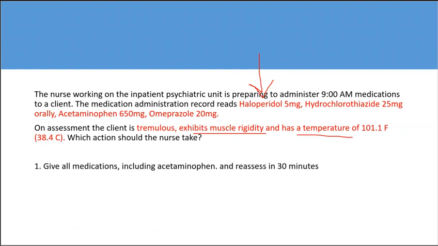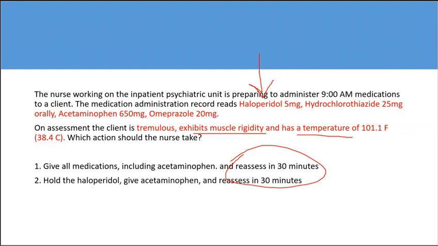Which action should the nurse take? Give all medications, including... so again, that would be wrong. Remember, we said on the NCLEX, if the client is in distress, you do not want to reassess. We need to do something for this client, so we don't want to reassess in 30 minutes. This would be wrong. How about number 2? Hold the haloperidol, give it... Again, we said we don't want to reassess, and even the time frame looks too long. In this client, we want to carry out an implementation option.